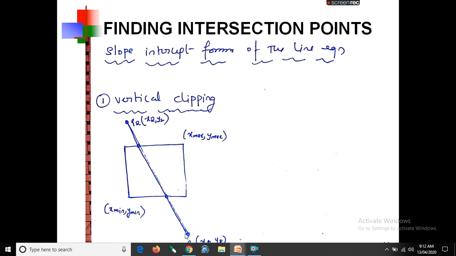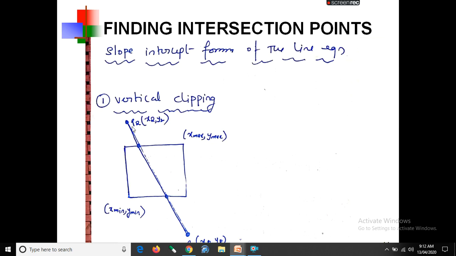I'm reading from bottom to top. The first intersection point you get is where the line segment touches or crosses the bottom edge of the clipping window. When the line segment crosses the bottom edge of the clipping window, I get one intersection point here, which I need to calculate.